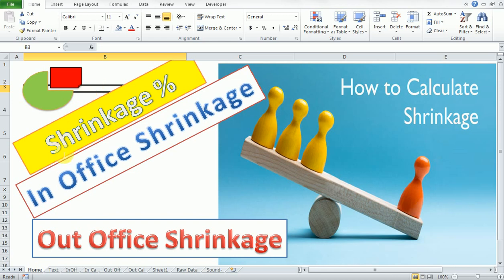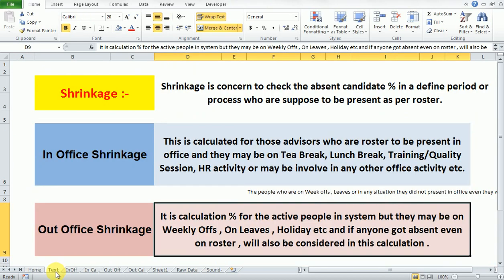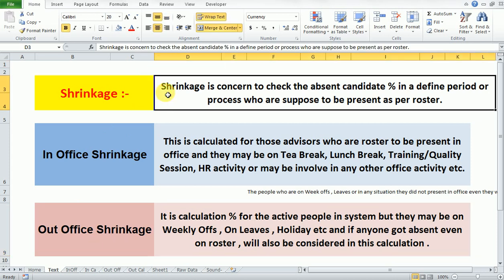So two types I have told you. Let's start with a better understanding of this. What is shrinkage? Shrinkage is concerned with checking the absent candidate percentage in a defined period. It may be real time, future data or historic data, in a defined period or process, of those who are supposed to be present as per roster.